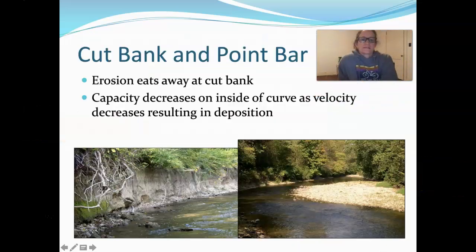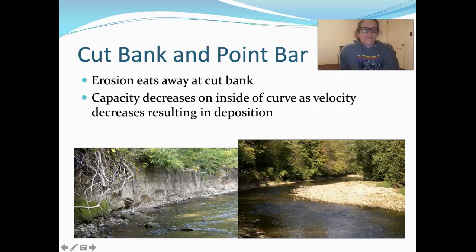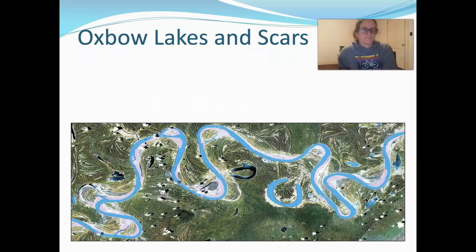All right. These are images of those different features of a meandering stream. Here's the cut bank. It's the steep outside bend. There's active erosion happening. On the inside of the bend is the point bar where the water slows down. The velocity is no longer able to carry those big grain sizes, and it gets deposited. It comes out of suspension.